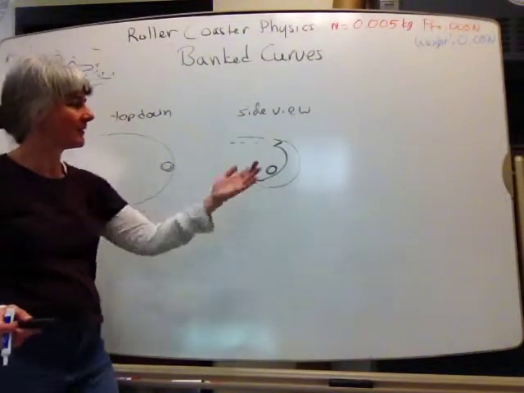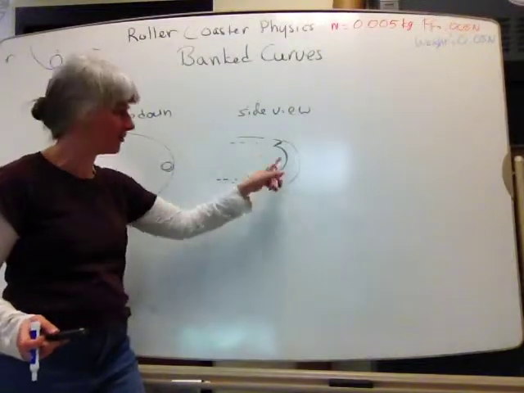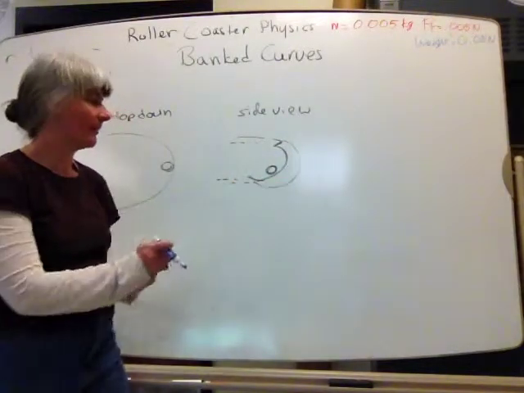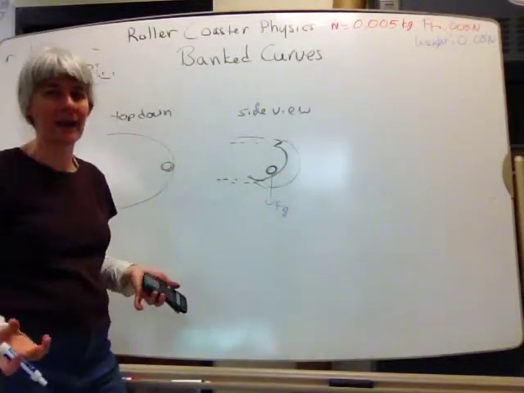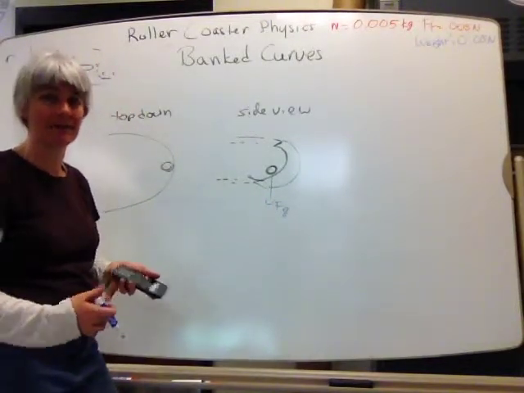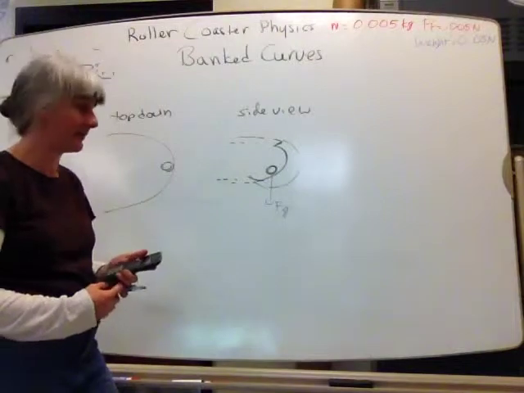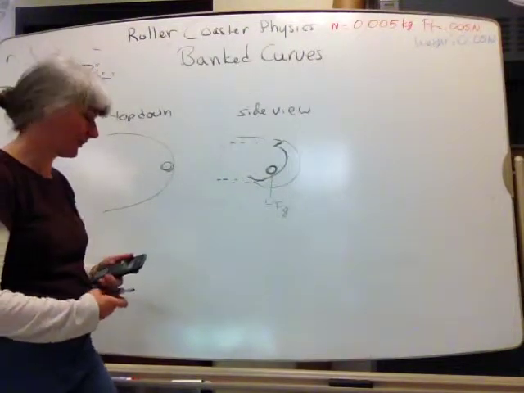The side view is literally a slice of the tube. I tried to draw my tube. Gravity goes straight down, and that's just the weight. I can get that by measuring the mass and multiplying by the acceleration due to gravity. In my case, it's 0.05 newtons.